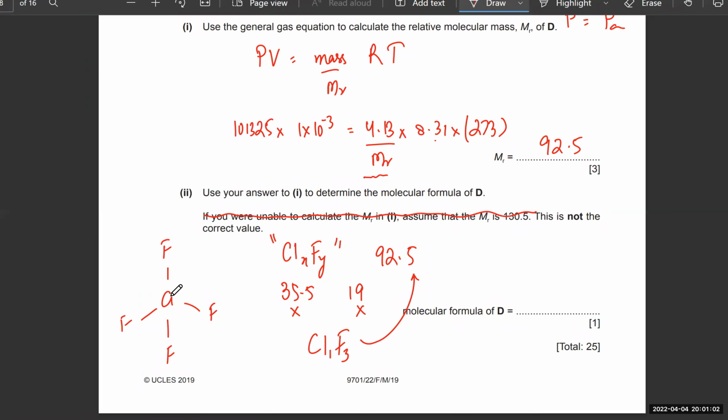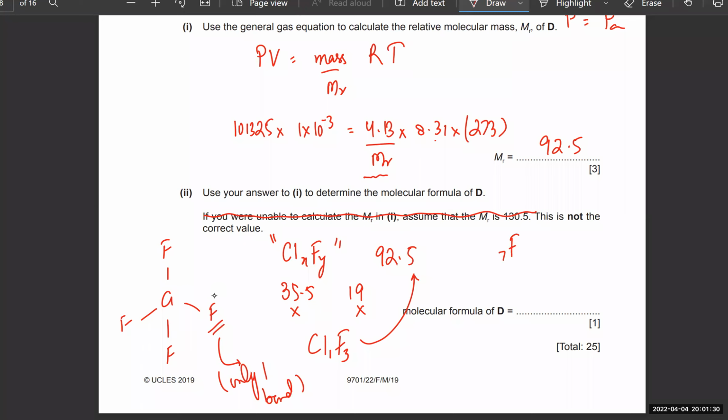Because Cl is capable of making multiple bonds. Fluorine is not capable of doing that. How did we know that fluorine only makes one bond? And why does Cl make more than one bond? Remember the reason: fluorine cannot expand its octet.